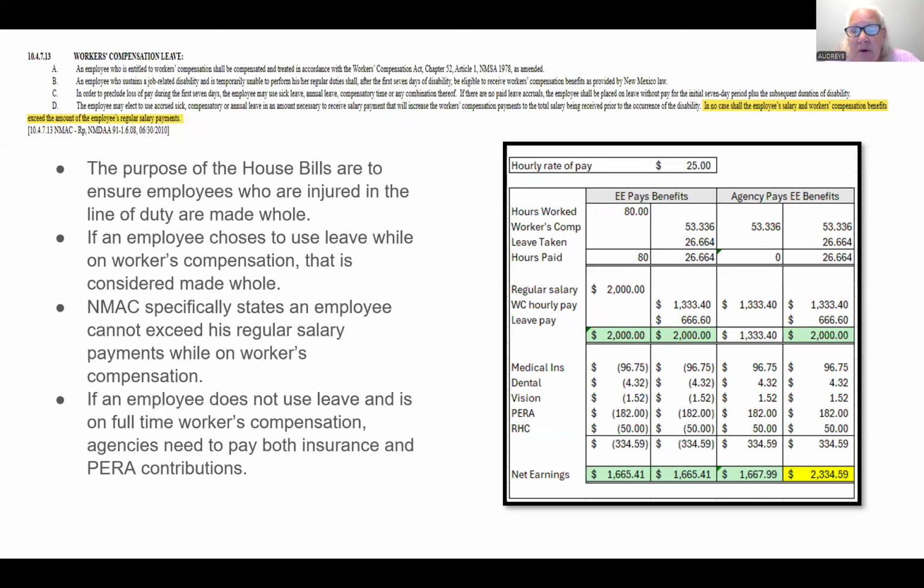So it's very, very important that we distinguish which bucket these people are falling into. If they are using leave, they are not 100% on workers' comp. And therefore, House Bill 43 and 47 does not apply. If they are only getting workers' comp, House Bill 43 and 47 does apply, and the agency is responsible for those payments.